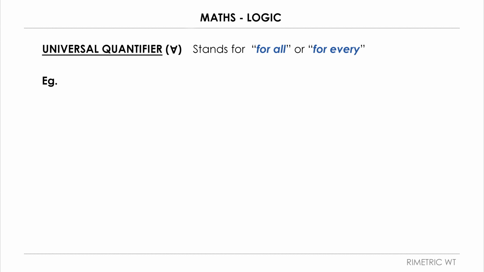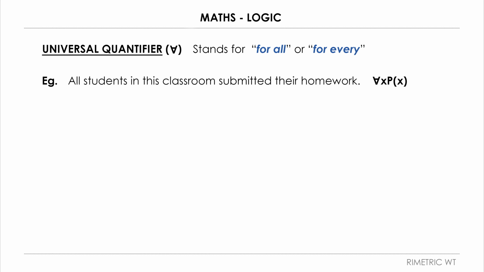If I want to say all students in this classroom submitted their homework, I'm saying that for every individual X in the domain of this classroom, the property of submitted homework is true. Symbolically, we'd write it as such, for all X, P of X, where P of X stands for the open proposition and the universal quantifier stands for the word all.